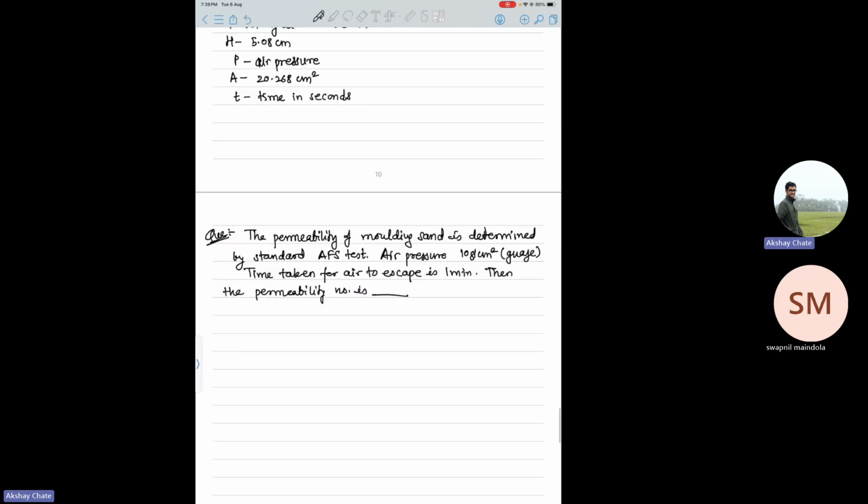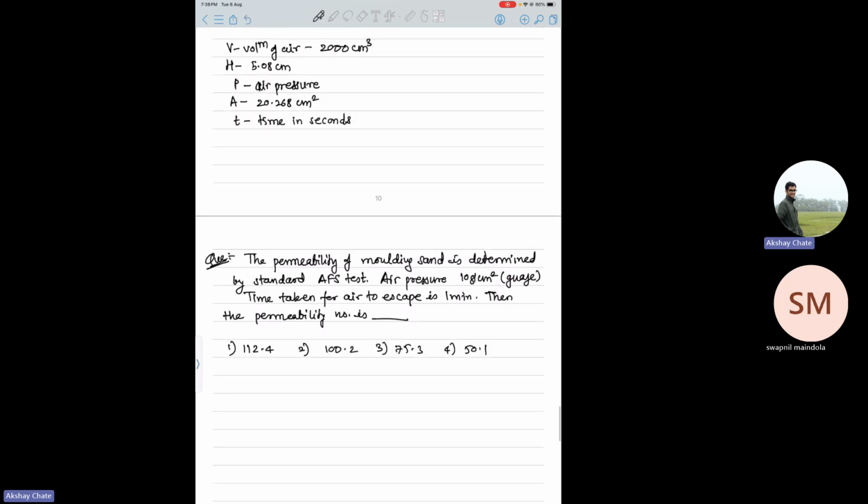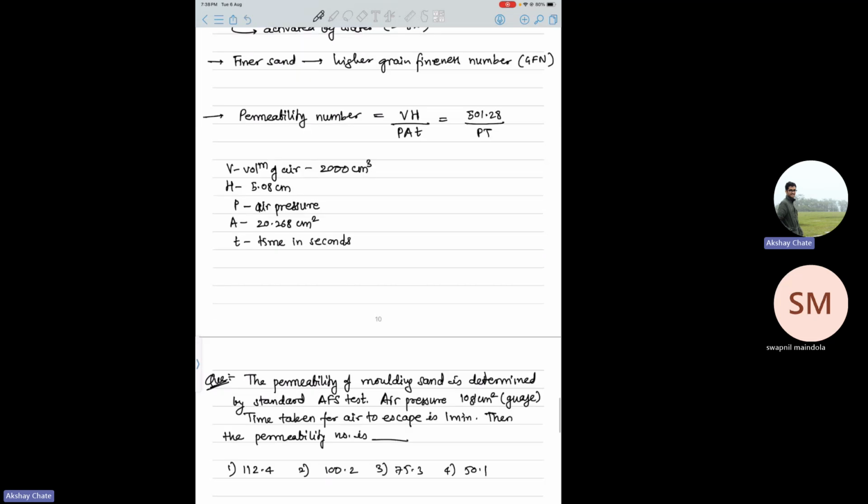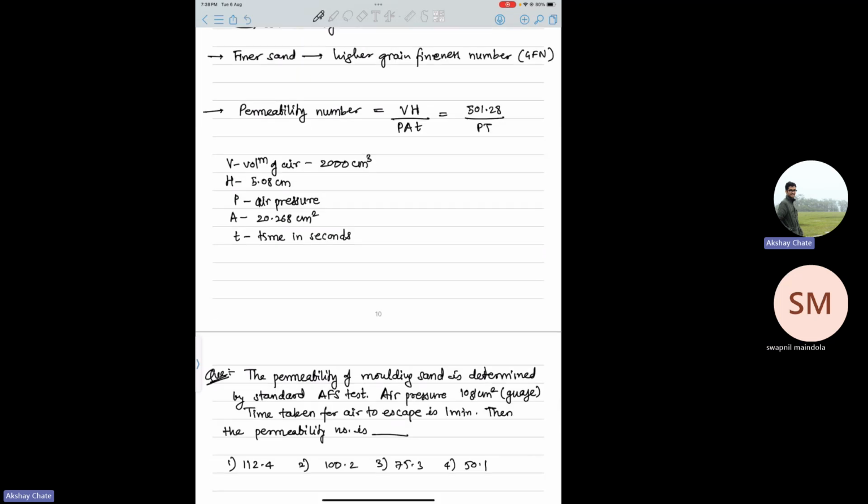and there were four options. Okay, so if you are lucky enough, you could have guessed also. So these were 11.2.4, 100.2, 75.3, 50.1. If you know this formula, then you can solve this. Otherwise, you can't. Okay, if you have any doubts, you can ask. Otherwise, you can text or type also.